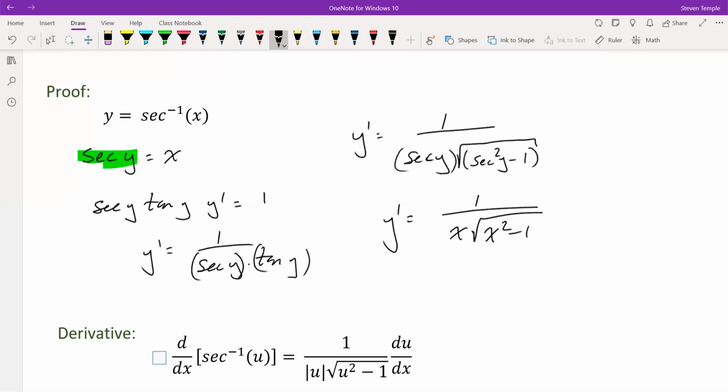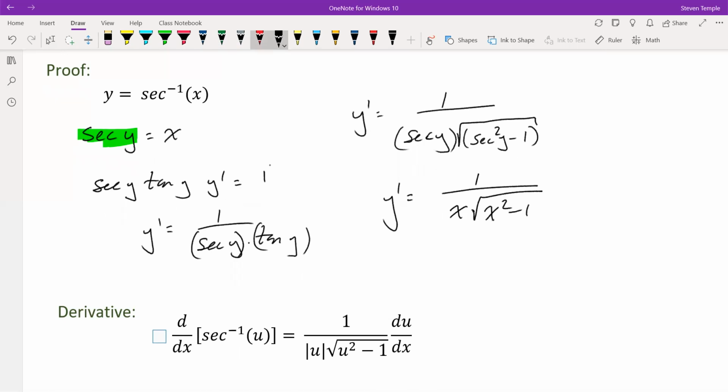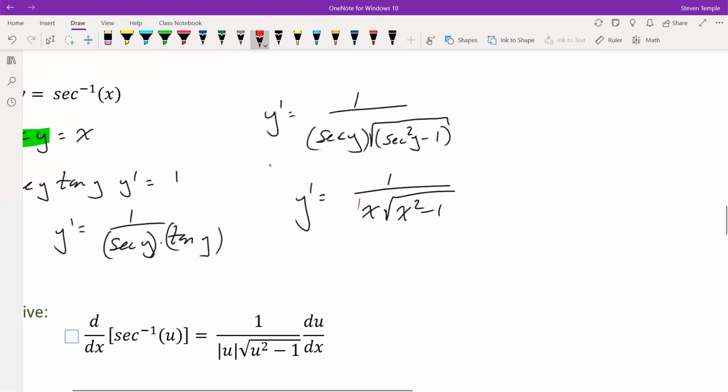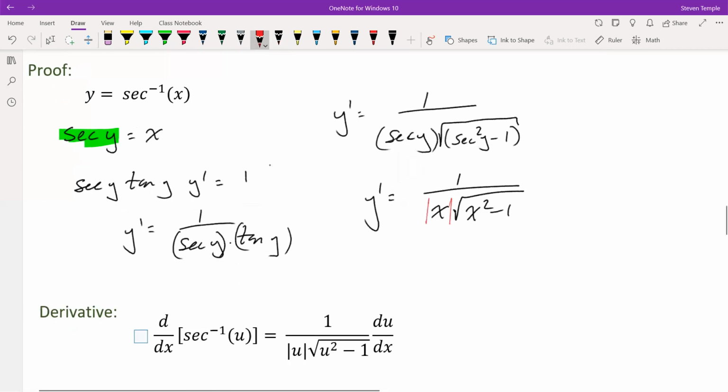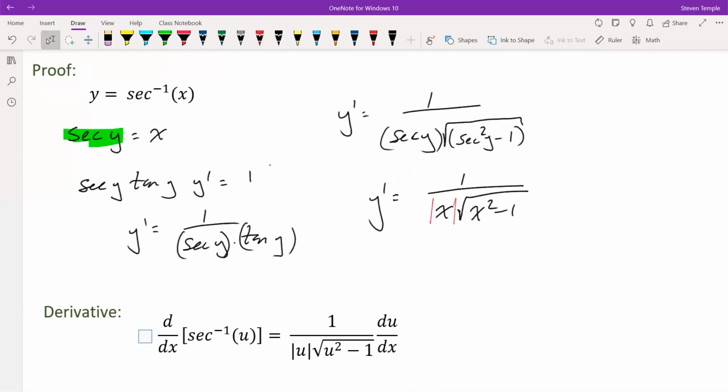Okay, so the big thing is, where did they come up with this absolute value? Right here we place absolute value, and that is because if you look at the graph of the inverse secant, the derivative is always positive, therefore the slope is always positive. That's why we put the absolute value on that x. There's no need to put the absolute value in here because it is being squared and then square rooted. So that's good. So that's all this.